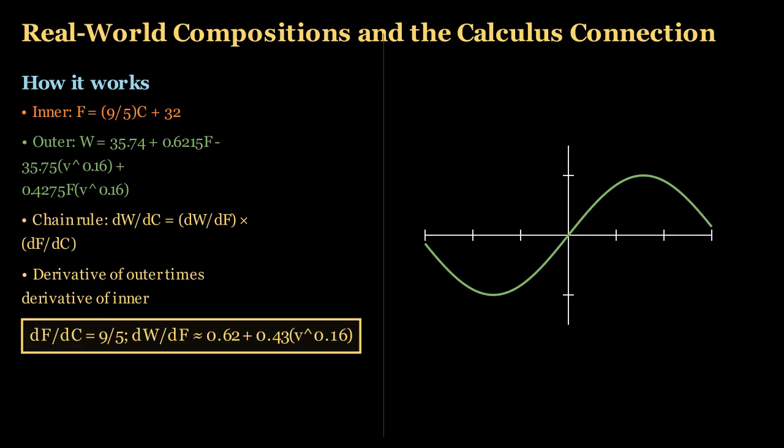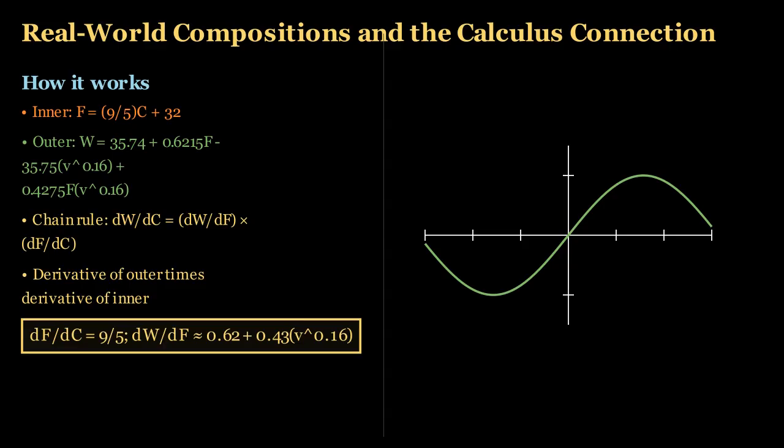Suppose the air temperature is 10 degrees Celsius and the wind is blowing at a steady 15 miles per hour. First, we convert: Fahrenheit equals 9/5 times 10 plus 32, which is 18 plus 32, giving 50 degrees Fahrenheit. Plugging 50 into the wind chill formula with a wind speed of 15 gives a felt temperature of about 44 degrees Fahrenheit. Now, what if the Celsius temperature rises just a little?